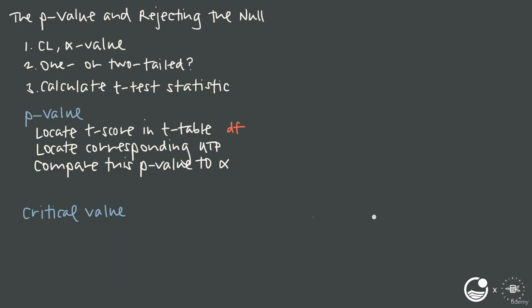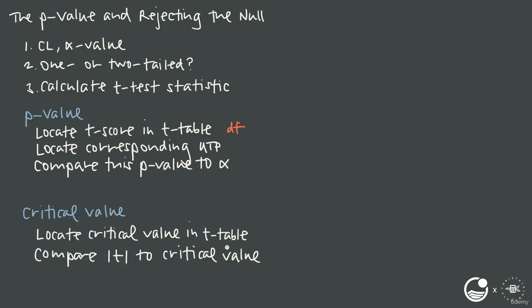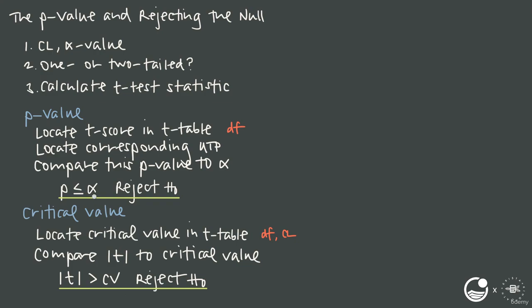Otherwise, if we use the critical value approach, then we're following just 2 steps. This time we use our degrees of freedom, remember based on sample size, and the confidence level to locate a critical value in the body of the t-table. And then we compare that critical value to the absolute value of the t-score or the t-test statistic that we calculated earlier. And then based on what we find, here are the important conclusions that we can make.